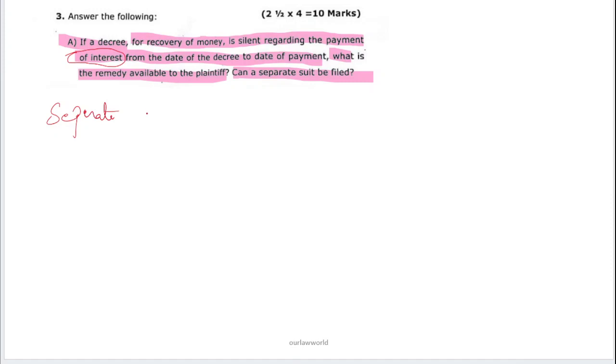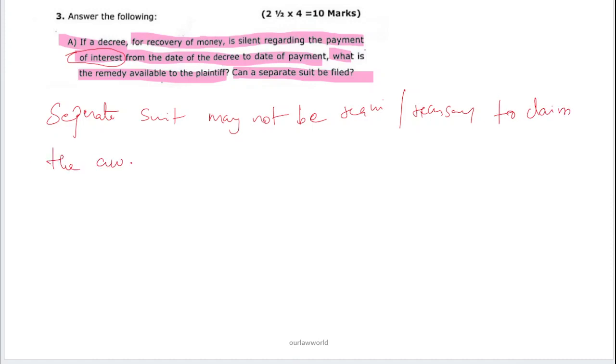A separate suit may not be required or necessary to claim the interest, because by default, the interest will be calculated automatically. So the remedy available to the plaintiff entirely depends upon the circumstances of the case, and no separate suit may be required or necessary to claim the interest again in a separate suit. So that is the answer.